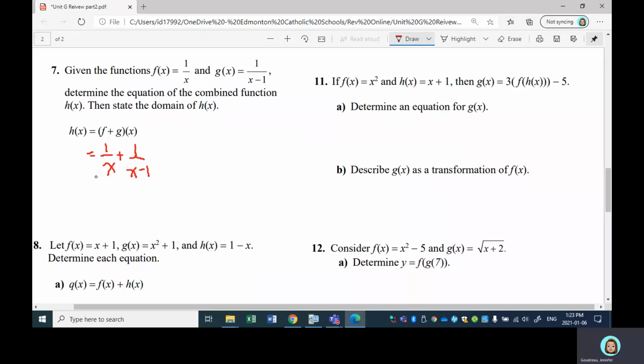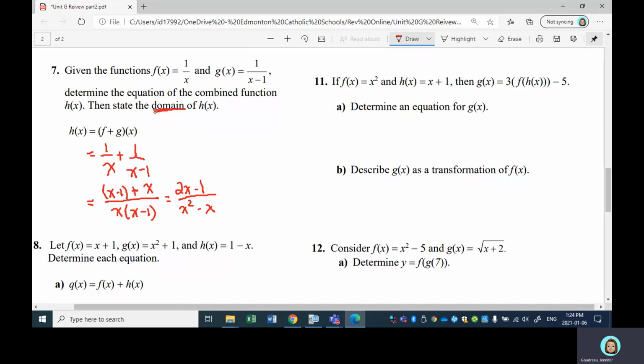We never want to just leave our functions like this. We always want to put them in the most simplified form. So in this case, to get a simplified form, I need a common denominator. That common denominator is going to be x times x minus 1. That means that I have to multiply this numerator by x minus 1, plus I have to multiply this numerator by x. Removing the brackets and collecting like terms, this gives us 2x minus 1 over, and I'm going to expand down here, x squared minus x. So please make sure that if you can simplify your functions when you're doing the operations, you simplify them. We always want to give answers in the most simplified form.